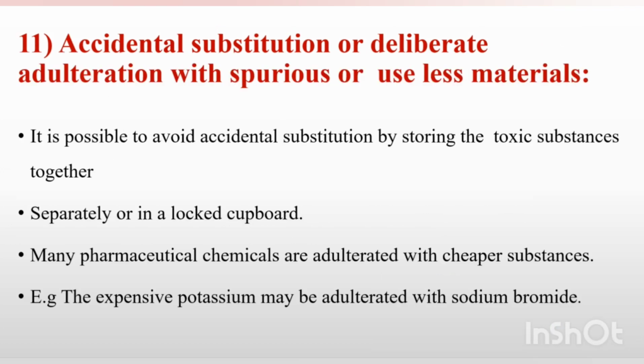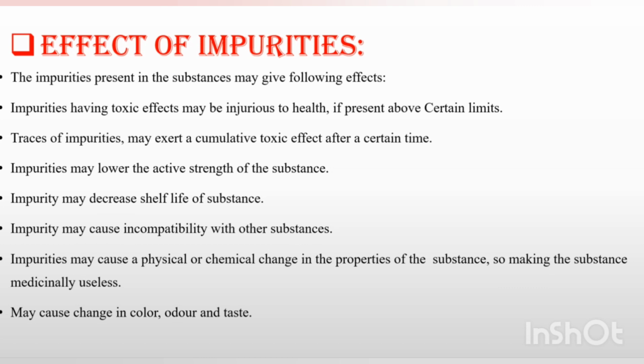Accidental substitution or deliberate adulteration with inferior or useless materials. It is possible to avoid accidental substitution by storing the toxic substances separately or in a locked cupboard. Many pharmaceutical chemicals are adulterated with cheaper substances. Example, the expensive potassium bromide may be adulterated with sodium bromide.